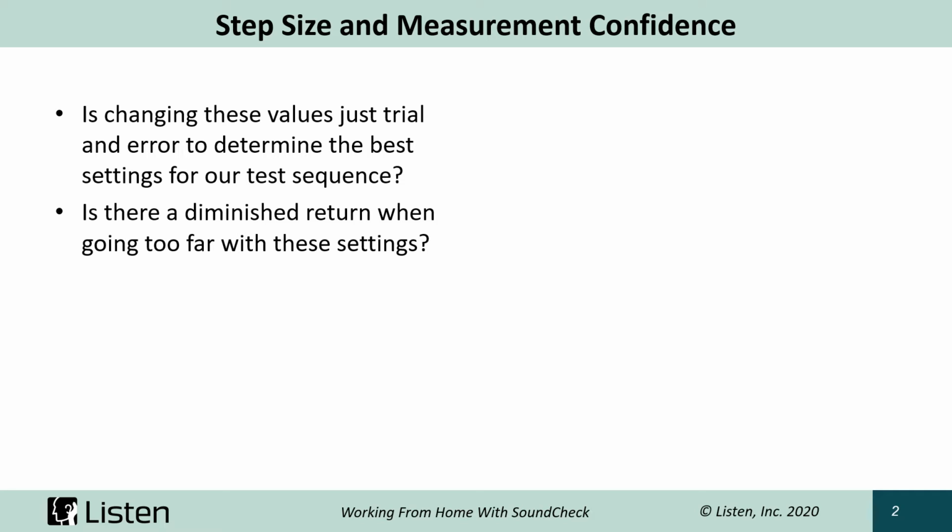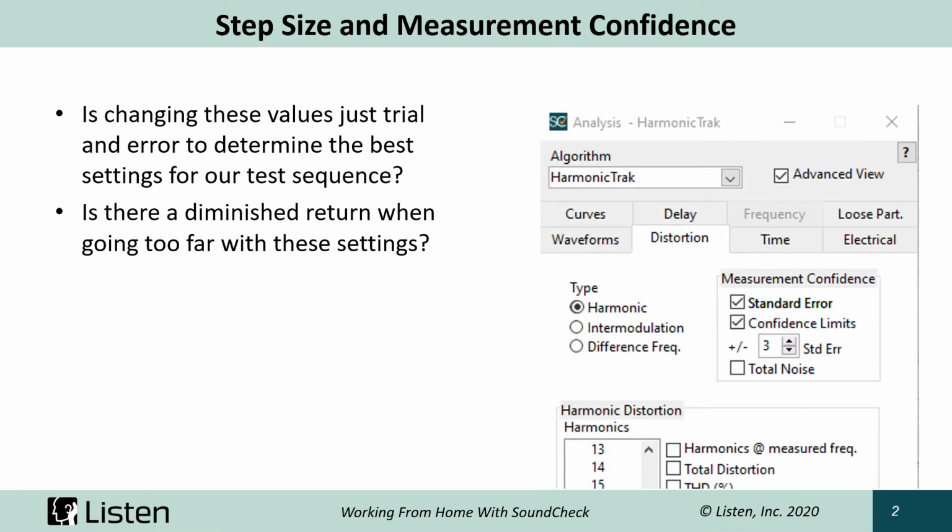So in this work from home video, we're going to look at the measurement confidence function, which can be found in the distortion tab of the harmonic track analysis editor. And while there is some trial and error involved in finding the optimum step size, this tool can help you understand the trade-offs between speed and accuracy in your test environment, thereby allowing you to optimize your Stweep parameters in the shortest amount of time.